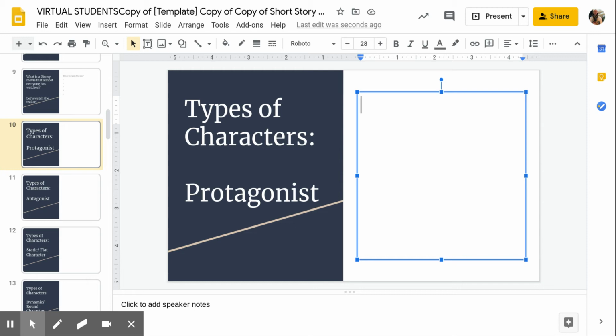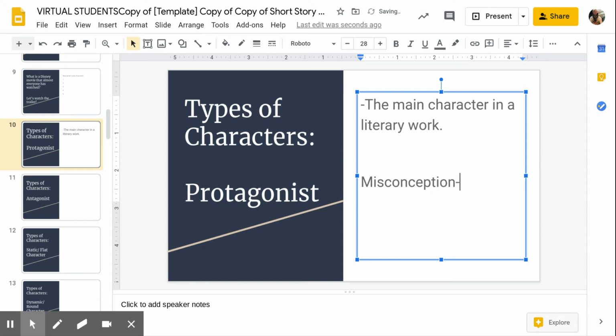So we're going to start with the protagonist. The protagonist in any story is always the main character in a literary work. So basically, the main character in a novel, in a short story, in a poem, anything. But a common misconception: about 95% of the time, the protagonist is generally the good person, the good guy. But it's not 100% always the case.